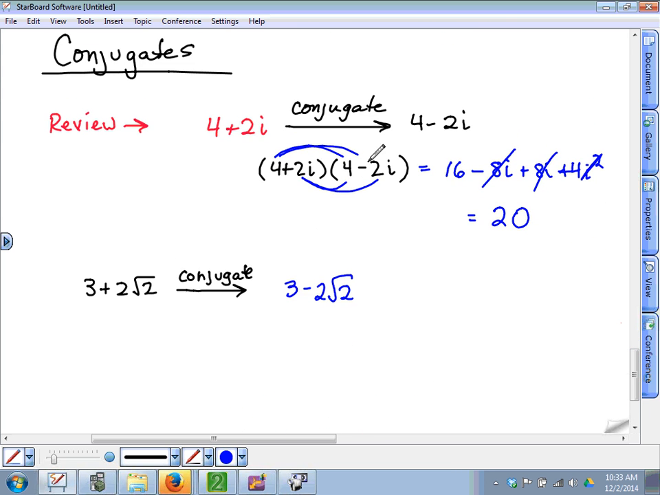And much like with complex numbers, if you multiply these radical expressions with its conjugate, the radicals should disappear, and all you should be left with is a number. So let's try it. 3 plus 2 root 2 multiplied by 3 minus 2 root 2. If you multiply this correctly, all of the terms that have a radical should cancel out, and all you should be left with is a number.